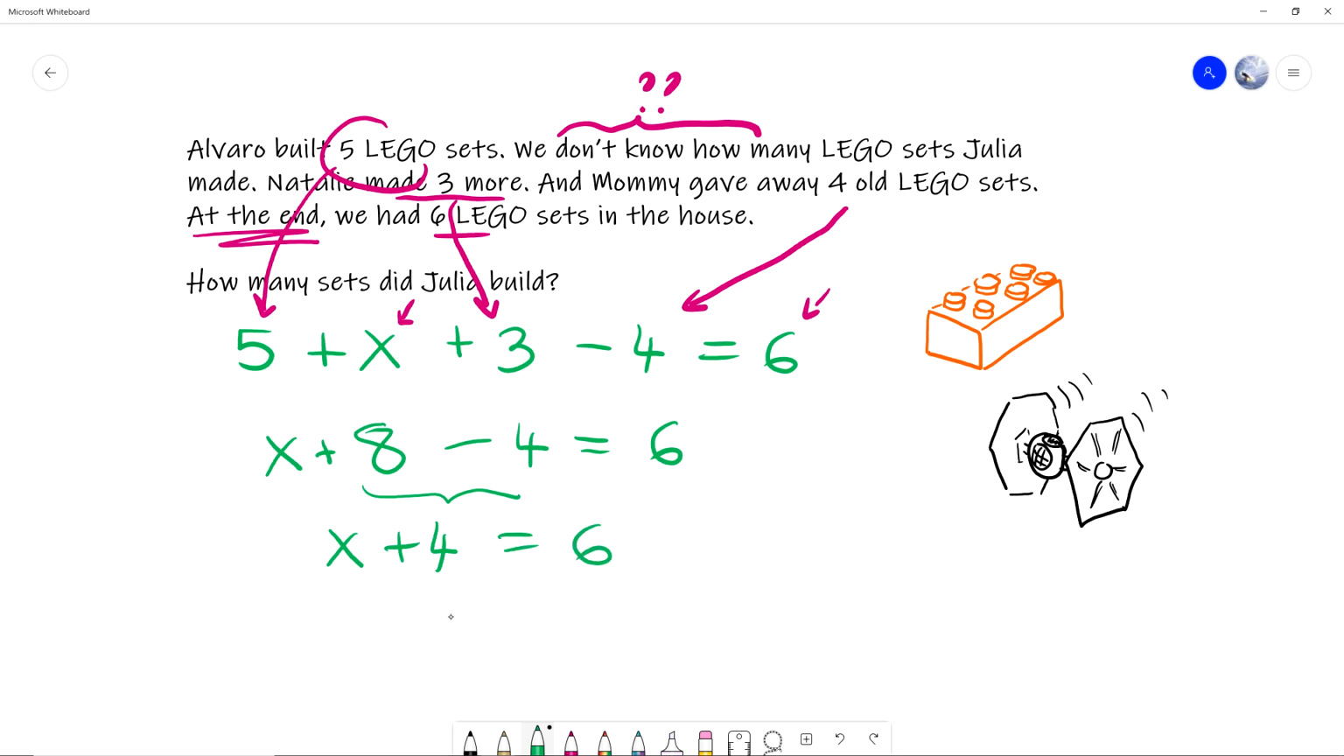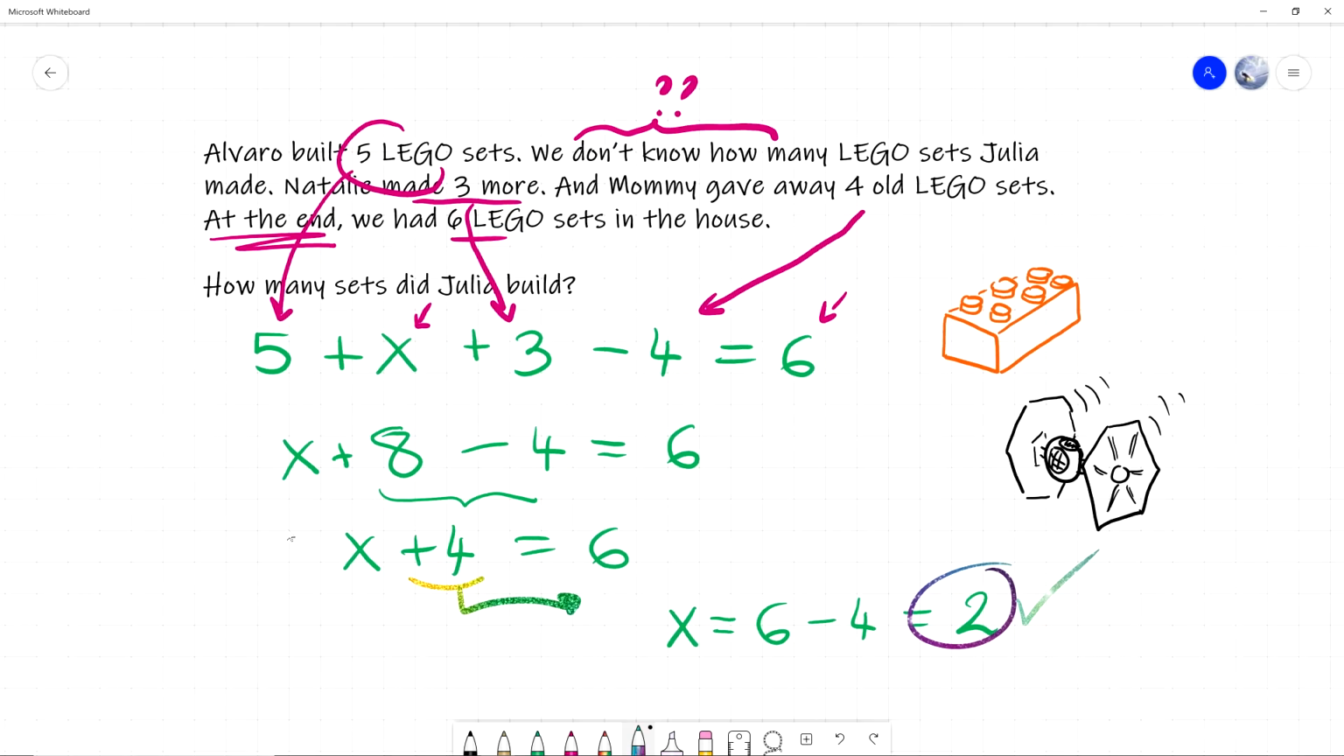But then it said we had 6 left. Yeah. So that means Julia built 2 Lego sets, because as before, we can bring this 4 to the other side as minus, and then the equation that I get is x is 6 minus 4, which is 2, which is what you said. So those are the ones that Julia built, were 2 Lego sets. Awesomeness. Thank you very much. That's a very elegant solution.